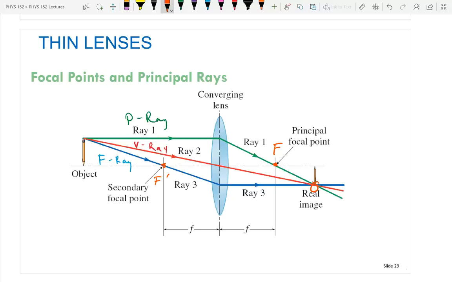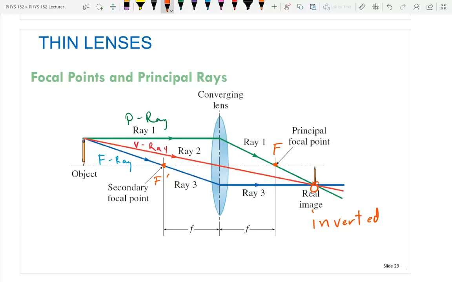This is labeled a real image. What evidence do you have for it being a real image besides the fact that it says real image? Okay, there would be a test. If you were to put a piece of paper there, you would actually see an image of your pencil on the paper. If it's a projected image, it's going to be real. But from the picture, how can I tell? Because the rays are truly meeting there. So it's a real image because they truly meet. Now, is this image an upright or an inverted image? It's an inverted real image.